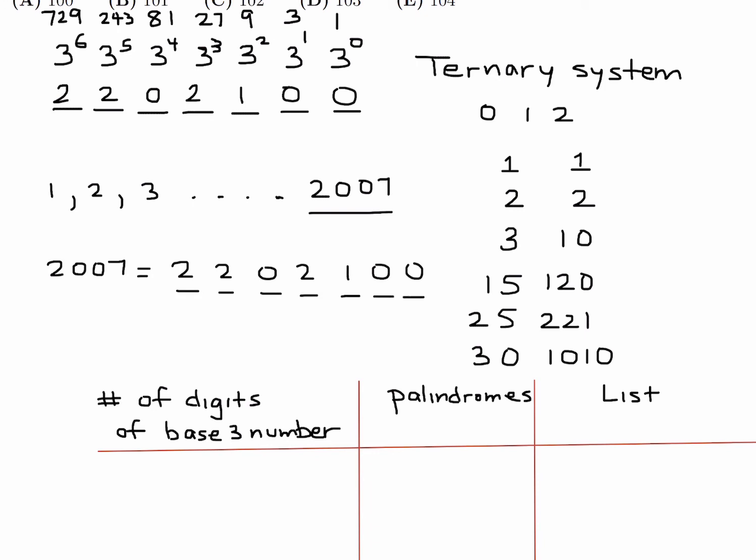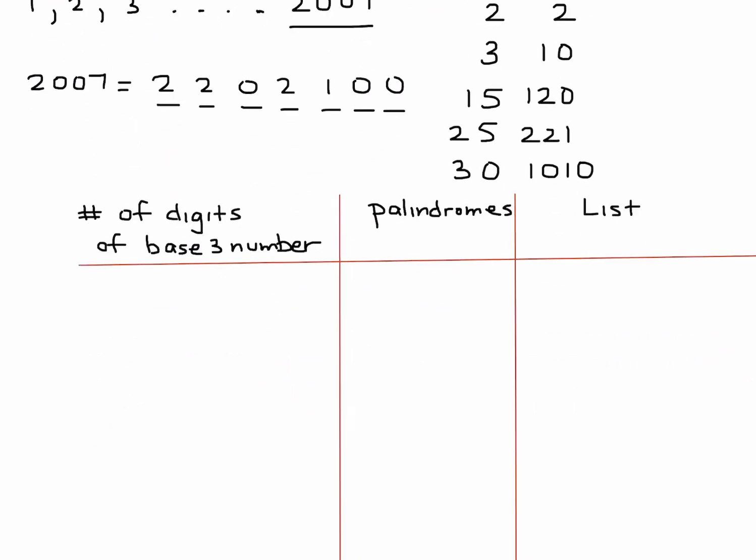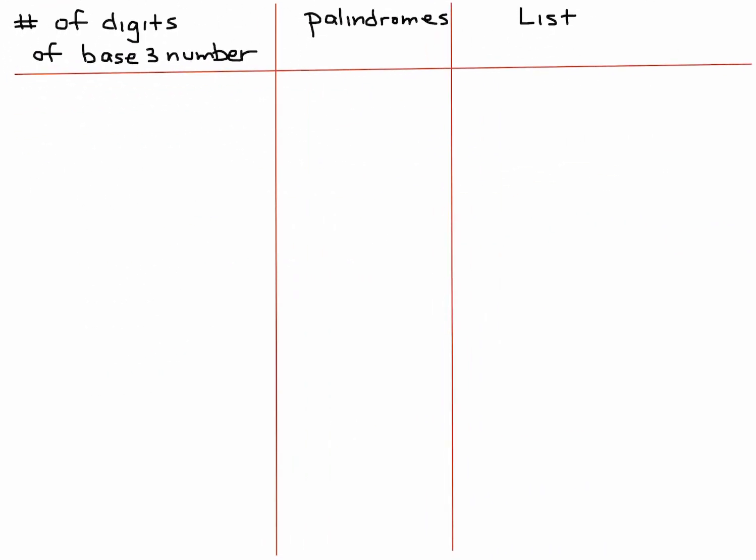And this is very important because that tells me that I don't need to go more than 7 digits. This is the representation of 2007 in base 3, and as you can see, it has 7 digits. So that's as far as I need to go in this list. So in my list, I'm going to look at 1, 2, 3, 4, 5, 6, and 7. That's it.